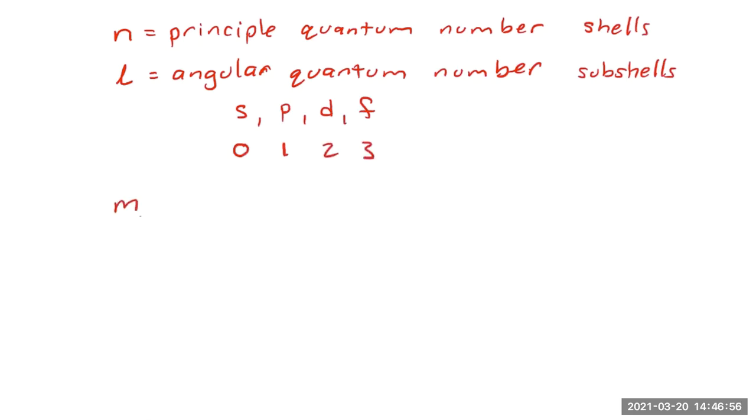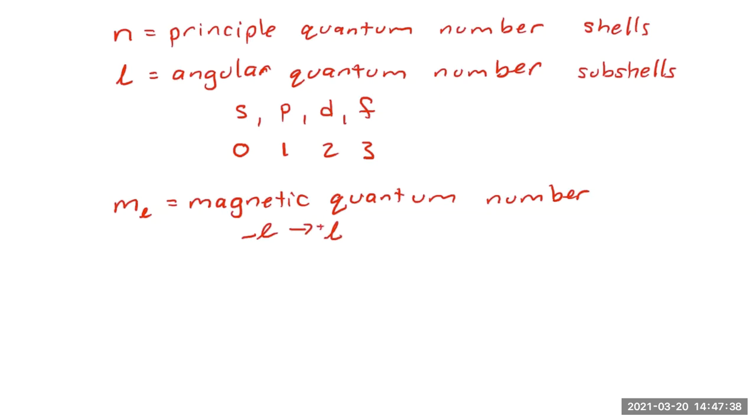And then we have m sub l. Remember, m sub l was the magnetic quantum number. And if you remember, m sub l went from negative l all the way to positive l. So that means if we're looking at p, we would go from negative 1, 0, and 1.